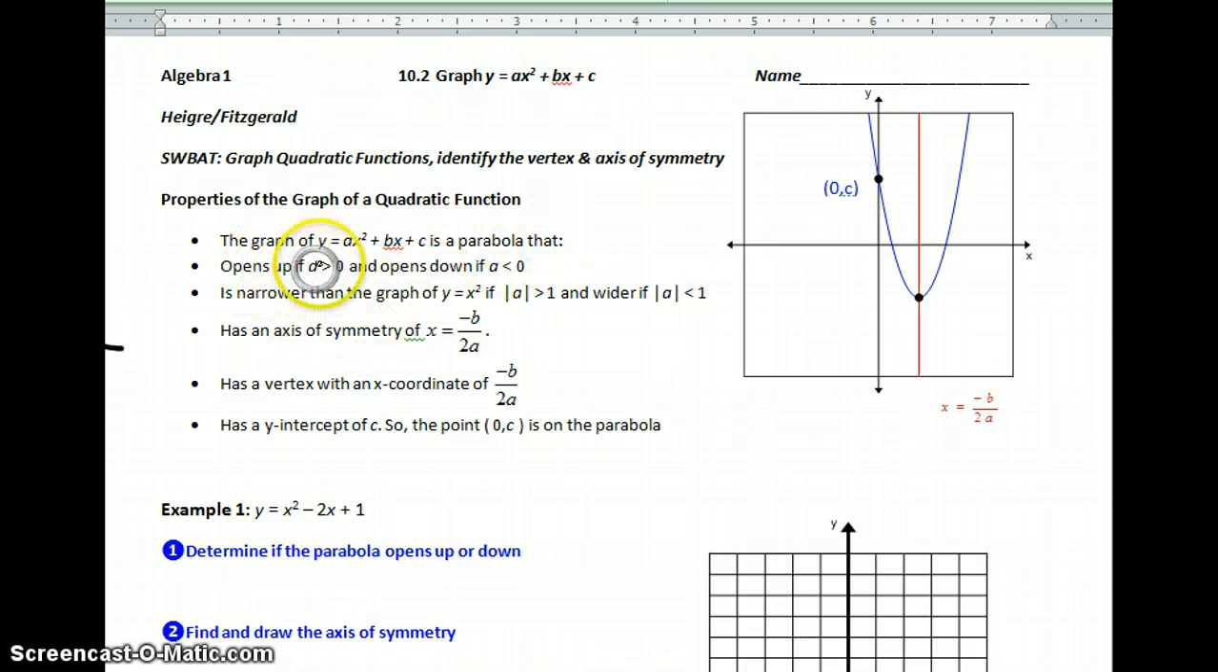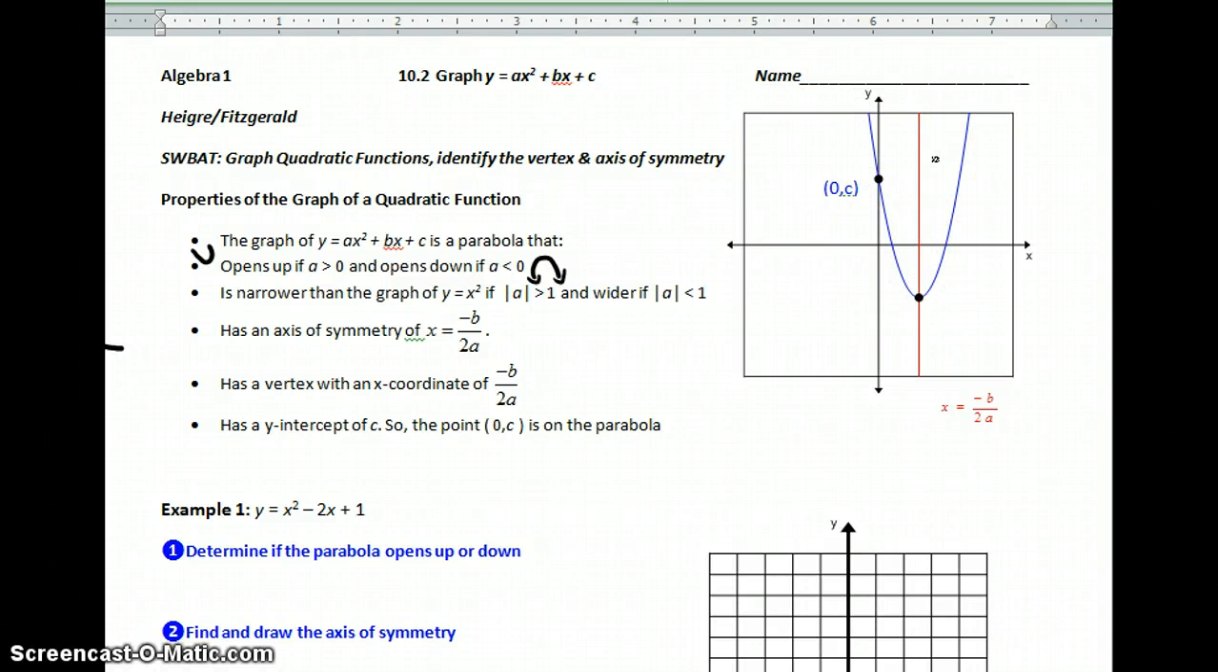If a is positive, meaning the number it starts off with, the leading coefficient, is positive, then it opens up. And this is what opens up looks like. Notice, positive people, what do they do? They smile. If a is negative, it opens down because negative people tend to frown. Looking at this parabola, would you say that it opens up or down? Well, it opens up, so a would be positive for that one.